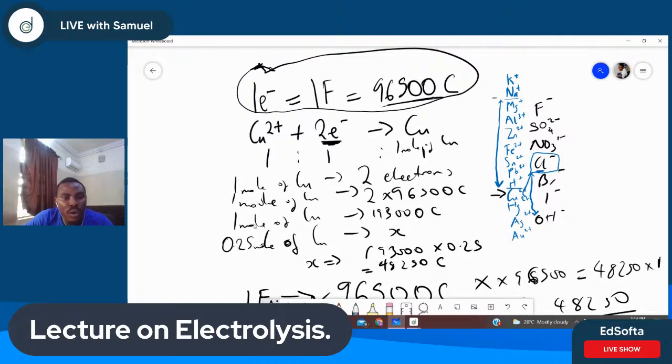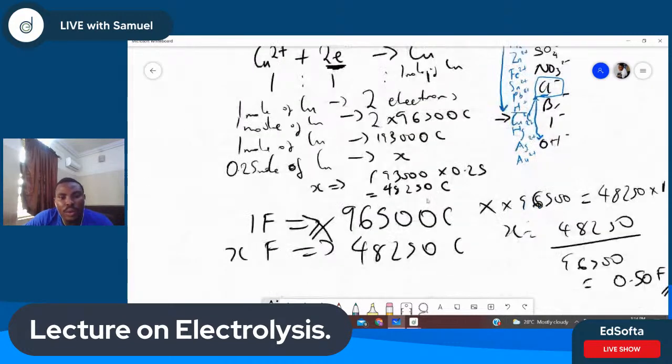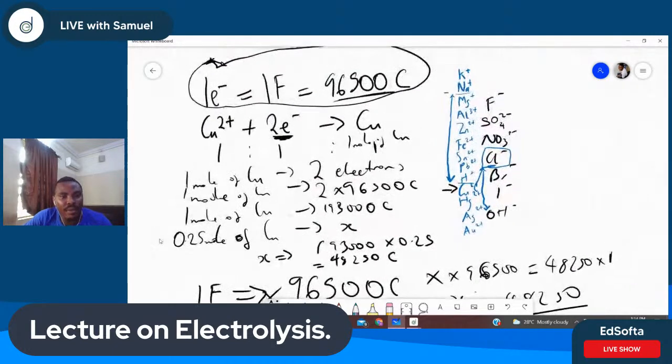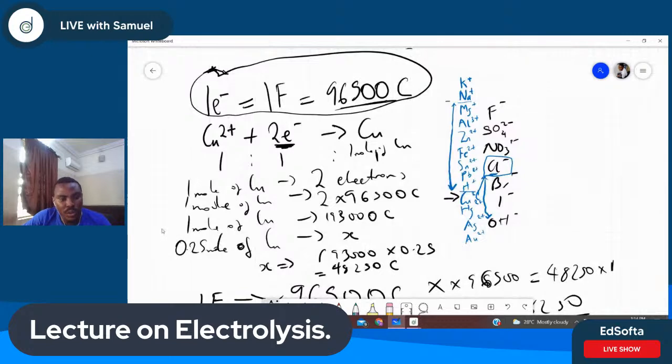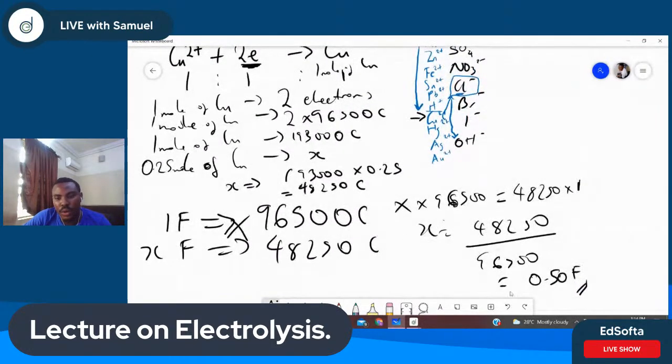So with that, knowing this, the amount of coulombs of electricity, you can find 1 mole. I know that 1 mole of Cu is 2 electrons. So 2 electrons will be what? 19300 coulombs of what? Electricity. So 0.25 mole of Cu will be what? 48,250 coulombs of what? Electricity. You can now convert that 48,250 coulombs of electricity based on our relationship that we have here, coulomb to what? Farad. To farad. So let's take a look at more questions.